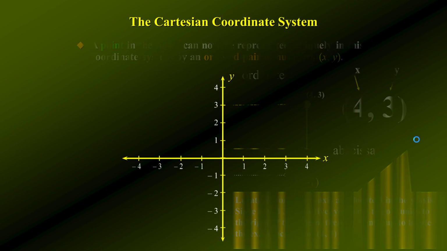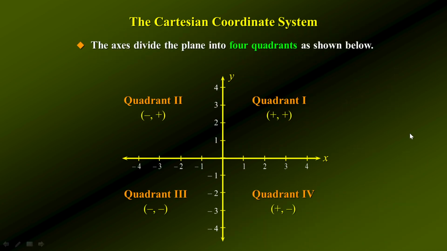Okay? Next, the axes divide the plane into 4 quadrants as shown below. So, we have the horizontal, and we have the vertical, and we have the origin here. So, na-divide po siya in 4 quadrants. Yung ating first quadrant, or what we call quadrant 1, the x-coordinate is positive, and the y-coordinate is positive. Ibig sabihin, pareho po silang positive. So, ito yung ating magiging quadrant 1.